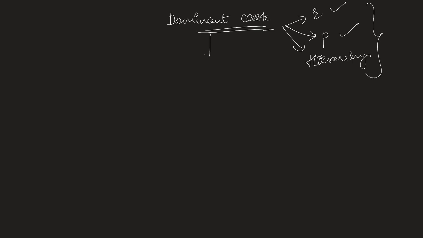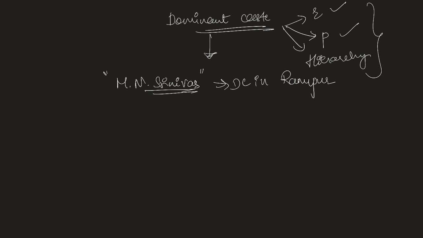Who coined this term, the dominant caste? It was by M.N. Srinivas, the famous anthropologist. Whenever you are writing answers in anthropology, it is a must that you name the anthropologists and the concept that they gave. Now M.N. Srinivas had written a book by the name The Dominant Caste in Rampura. It was here where he first explained the concept of dominant caste.